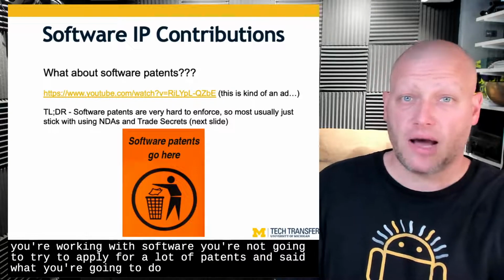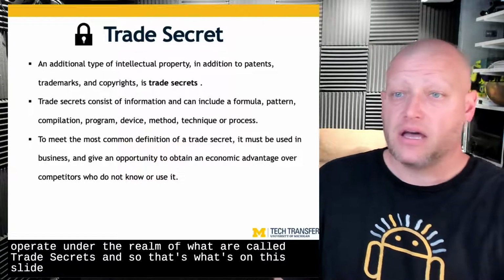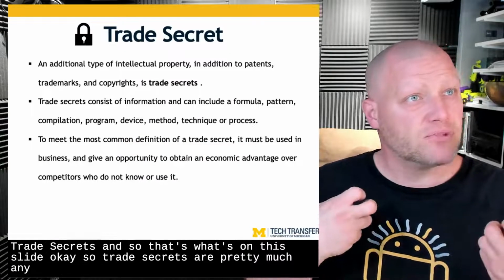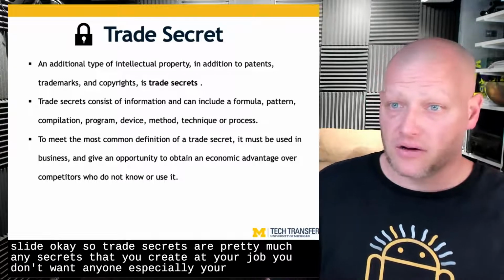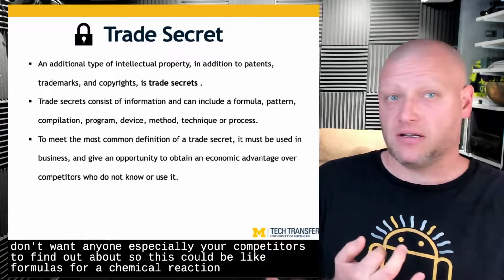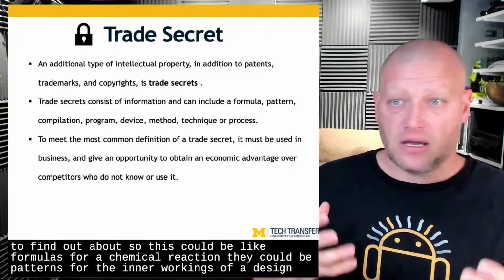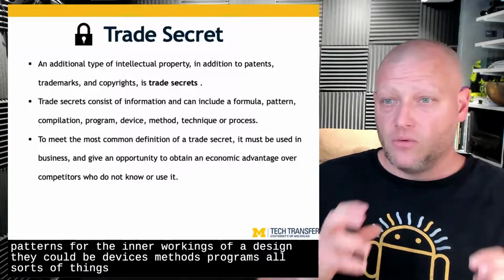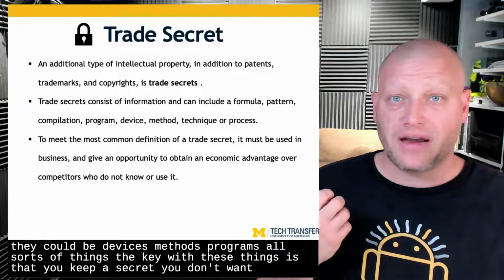Instead, you're going to operate under the realm of what are called trade secrets. And so that's what's on this slide. Trade secrets are pretty much any secrets that you create at your job that you don't want anyone, especially your competitors, to find out about. So this could be formulas for a chemical reaction. They could be patterns for the inner workings of a design. They could be devices, methods, programs, all sorts of things. The key with these things is that you keep it secret. You don't want people to find out about it.